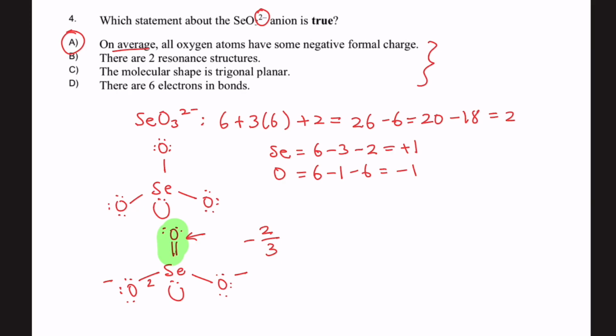I'll go through the other options as well. There are not 2 resonance structures, there's actually 3, because this double bond can move to the other positions as well. The molecular shape is not trigonal planar, it is trigonal pyramidal. Trigonal planar will have 3 electron groups, while this one that we drew has 4. And there are not 6 electrons in bonds, we have 8 because of the double bond on one of the O's. So hopefully that makes sense.